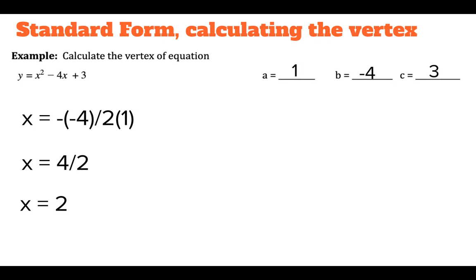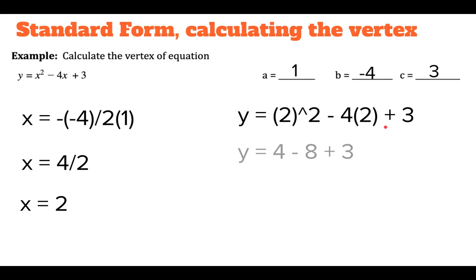Now I take that x, and I plug it in everywhere I see an x. So 2² - 4(2) + 3. 2 squared is 4, minus 8 plus 3. I get my grand total of -1. So then my vertex is (2, -1).